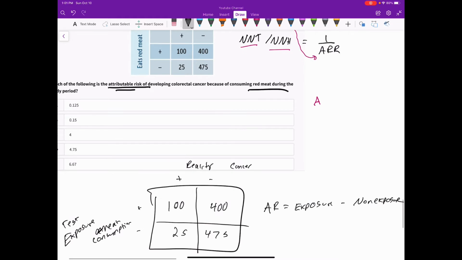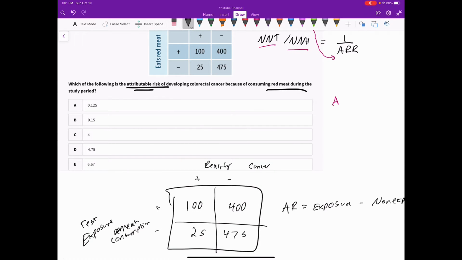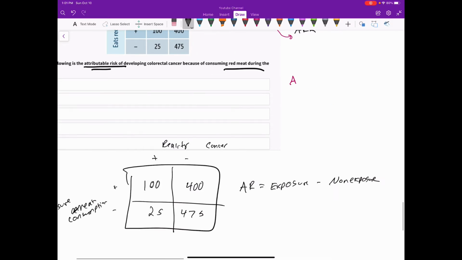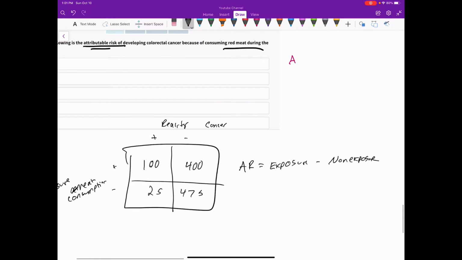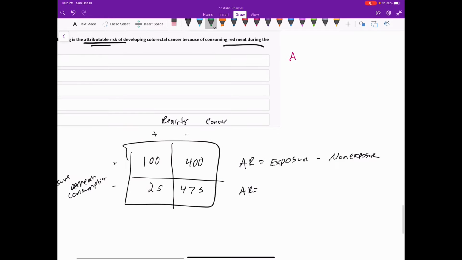Okay, because they said if you develop cancer, it's either you're exposed or you aren't exposed. All you got to do for the formula now is go like this. AR, attributable risk, is going to be 100. So attributable risk, we're basically doing PPV again. So we're going to go 100 over 100 plus 400. And then we're going to subtract this value from what?